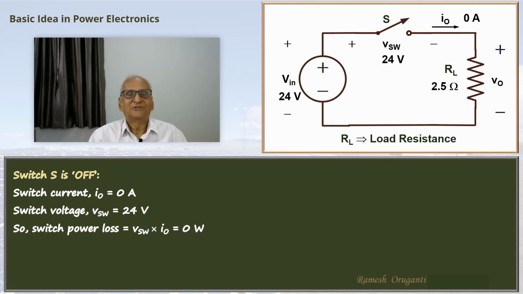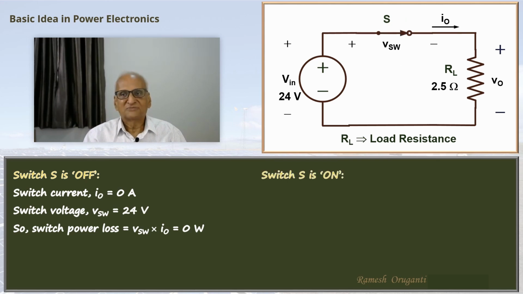Very good. So when you put a resistance, you had 38 watts of power dissipation. Here, when the switch is open, you are getting 0 watts. Now let's close the switch. We have closed the switch here.